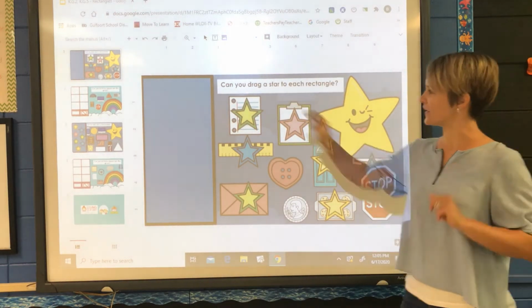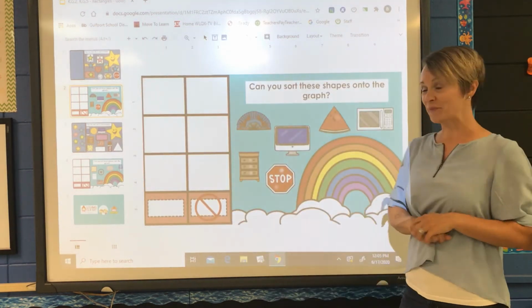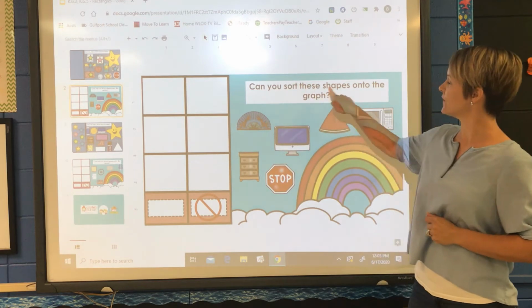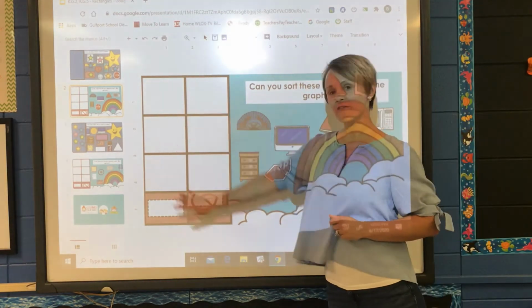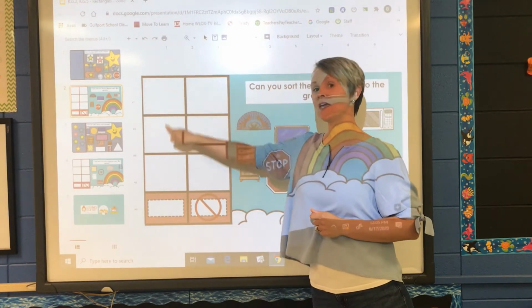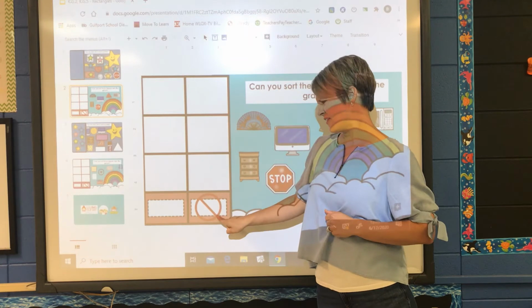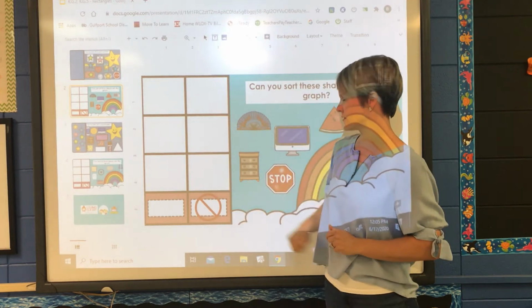Super job! We used all of our stars. Now, can you sort these shapes onto the graph? And this graph tells us to put rectangles in these spaces. And if it's not a rectangle, put it in these spaces.